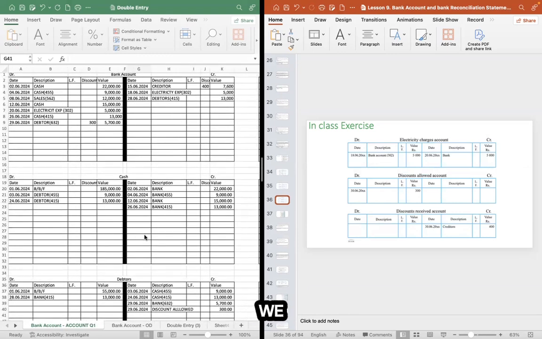Okay, with that, do we wrap things up? We have to balance the accounts as well. Now we have come to the month end. So ideally, we have to balance the accounts as well.